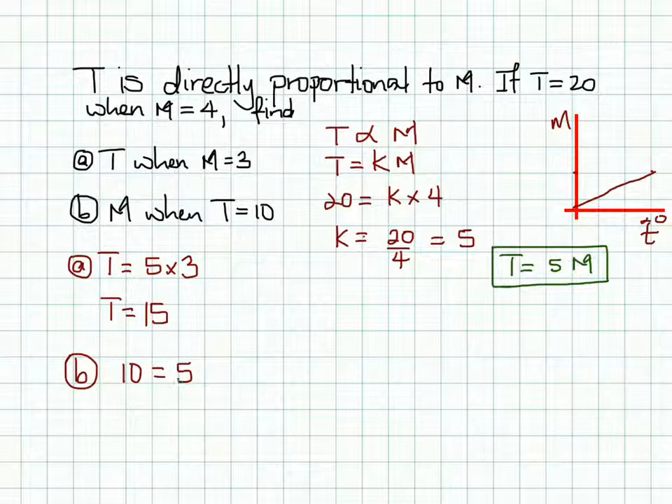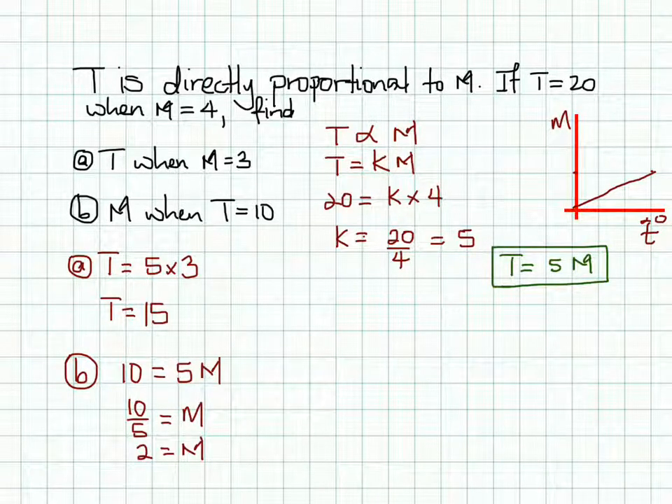I've got 5 times m, and m is what I'm trying to find. This 5 needs to go, so it needs to divide over there, and therefore I'm going to get 10 divided by 5 is equal to m, which means that if I was going to plot this, my m would be 2 here, while t is going to be 10.